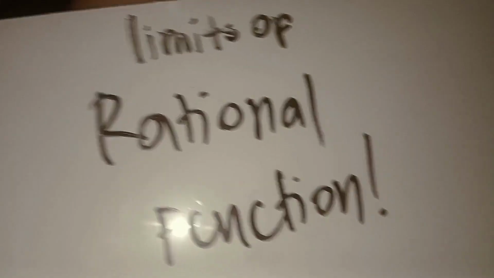So for the next topic, we will talk about limits of rational functions. To find the limit of a rational function, first you need to try direct substitution. If it gives a real number, that's the limit. But if the result is a non-zero number divided by 0, it means that the limit is non-existent.